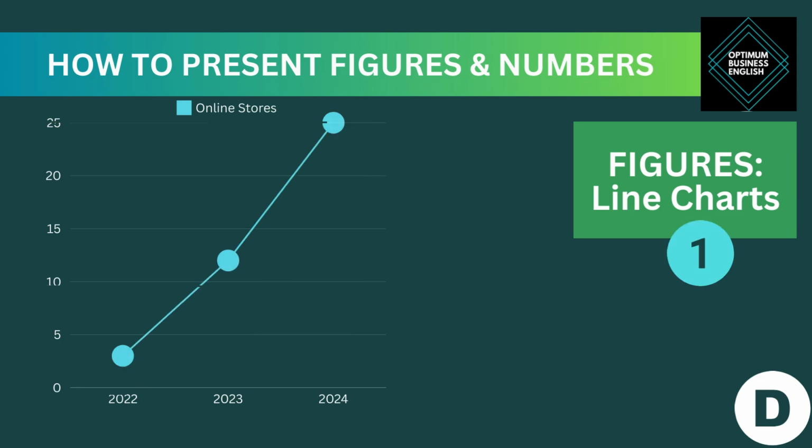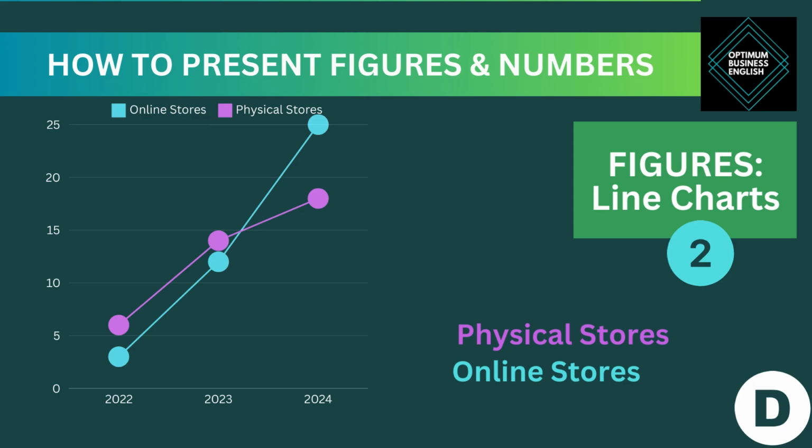And in this type of chart, there are two main types. The first is a chart showing just one set of data, or numbers. And the second type, which shows two or more pieces of information, such as the company's profits for both the online and physical stores over time, all in the one graph.